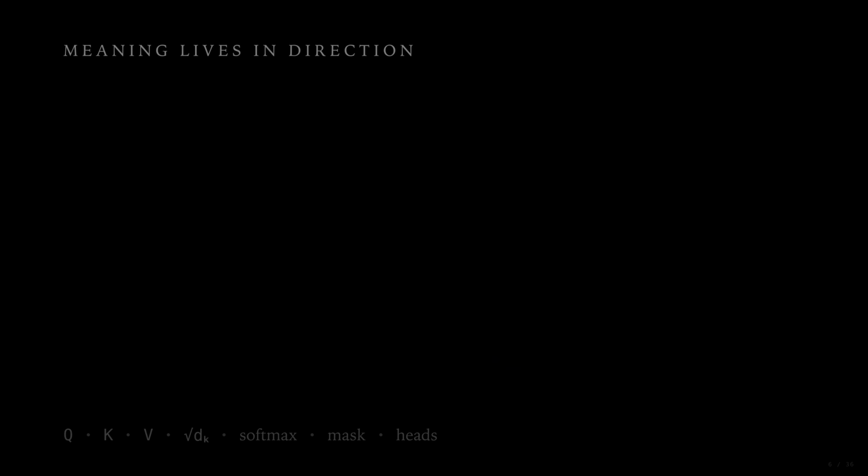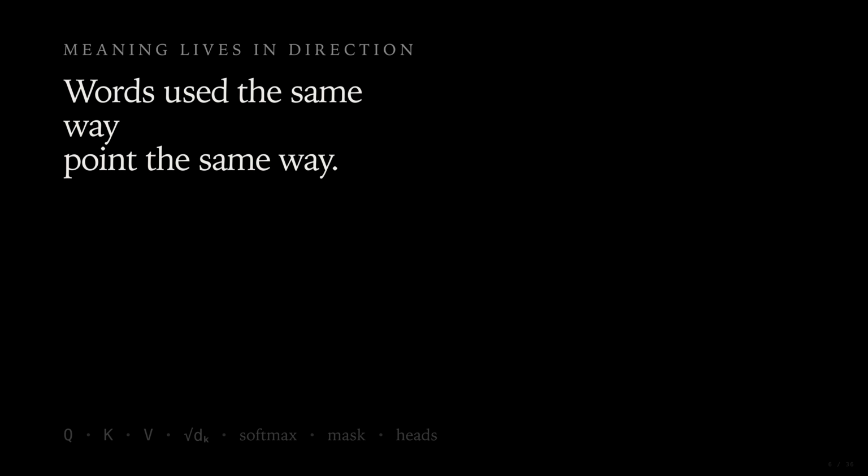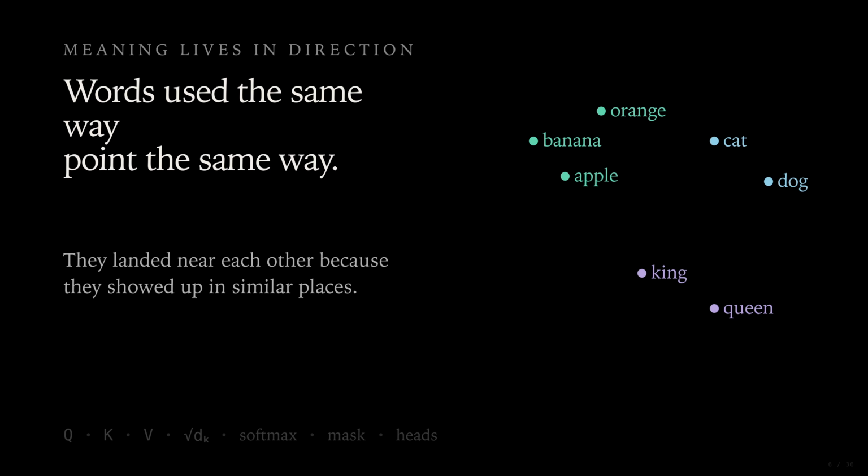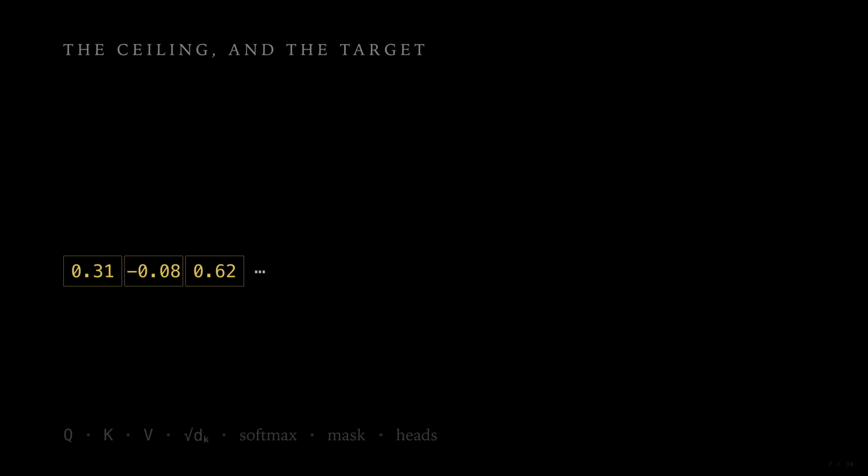What makes those rows useful is where they sit relative to one another. Apple, orange, and banana end up close together because they appeared in similar contexts during training. And for the same reason cat sits near dog and king sits near queen. Nobody labeled any of that. The model worked out on its own that words used in the same way ought to point in the same direction. But here is the ceiling.